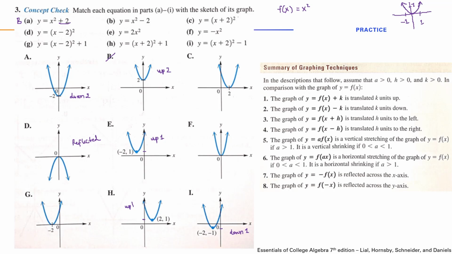Right. Now B, we have minus 2, so it goes down 2 units. Down 2 units, we have A. Right, down 2 units.